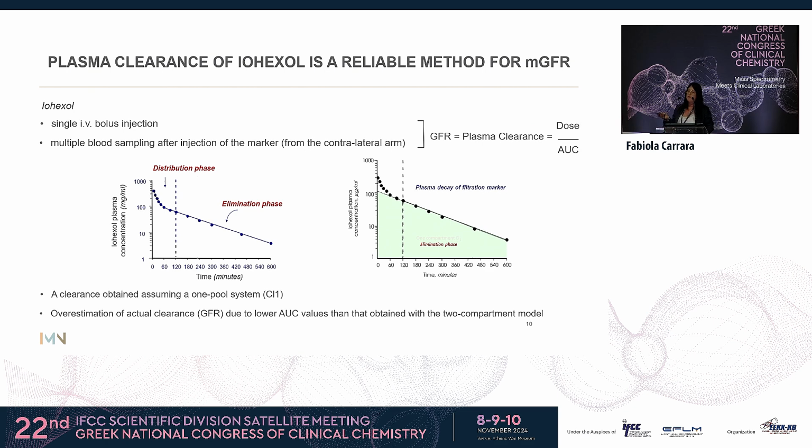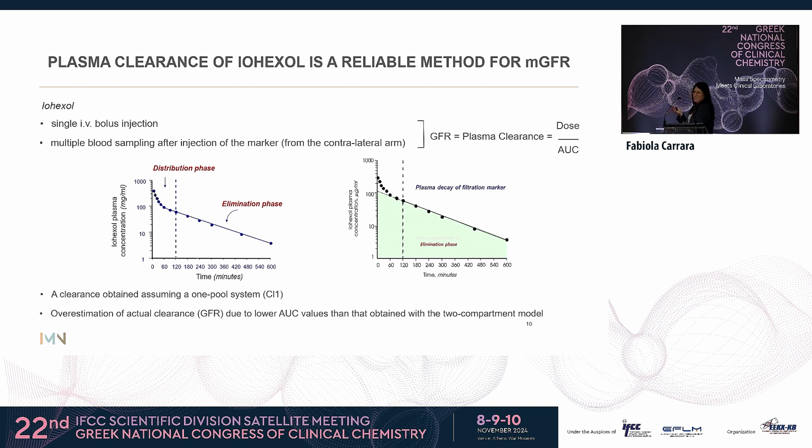Okay, let's now have a good look at the procedure. On the morning of the renal evaluation, we inject 5 milliliters of iohexol intravenously as a bolus injection, and multiple blood samples are collected after injection of the marker. This is to describe the pharmacokinetic profile, that is, here the fast component, which is the distribution phase of the compound. Here we have the equilibrium, and this is the slow component, the elimination phase of the compound. The pharmacokinetic profile is a two-pool system.